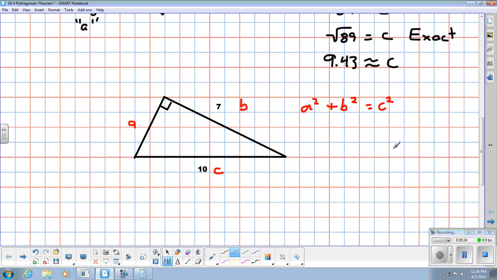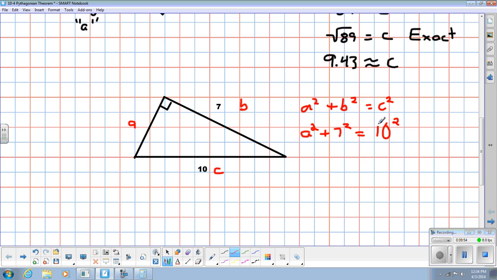So here we go. How do we fill it in? I don't have the shortest side, so I'm going to write a squared. I do have the other shorter, the middle side length, and that's a 7, so I'm going to say plus 7 squared equals c squared. And lastly, whoops, I do have c, don't I? So I can erase the c squared that I put there, and I have 10, so I'm going to use 10 squared at the end.